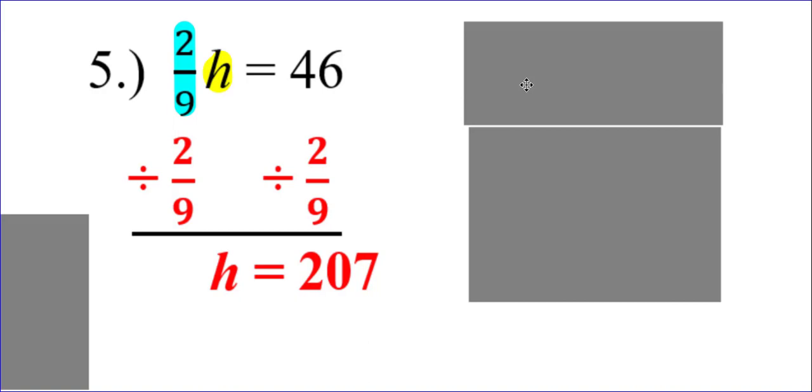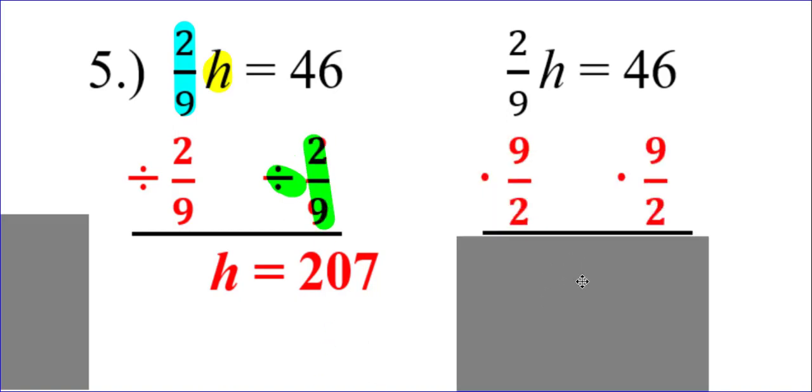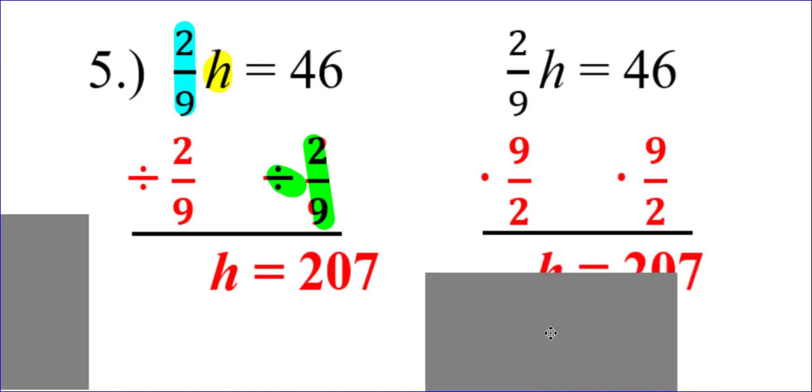Now, if you're not allowed to use a calculator, then I should let you know of an alternate way of doing this problem. Since dividing by 2/9 is the same as multiplying by its reciprocal, there will be some math teachers that will actually teach you to multiply by the reciprocal on both sides. It means the same thing as dividing by the fraction, but this is what you would have to do if you weren't using a calculator. You would still get the same answer.